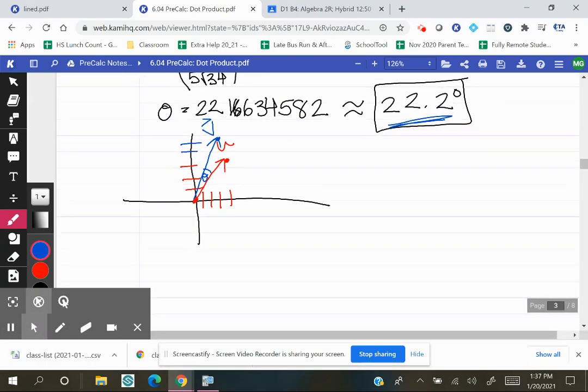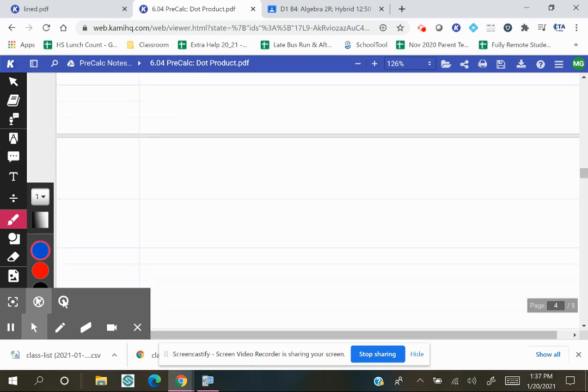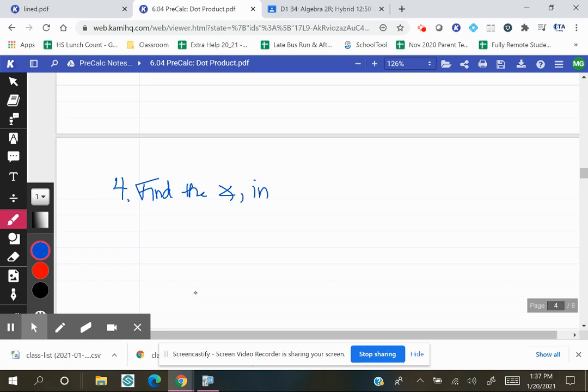All right, let's do one more, or a couple more of those actually. So find the angle. This time, let's do it in radians.